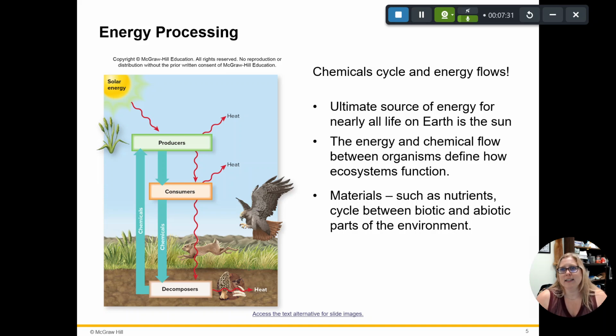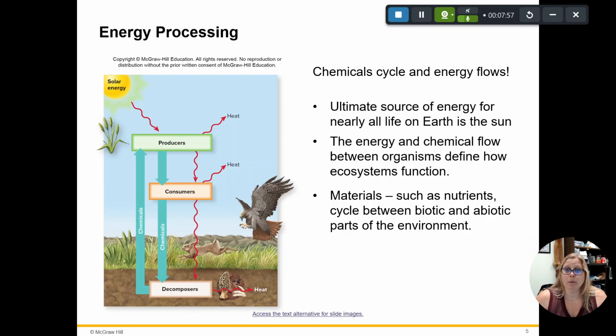Energy processing is this idea that energy is brought into our system through solar energy, which is trapped by plants and utilized to build sugars that are able to be used by other organisms on this planet. However, the chemicals that make up these cells, carbon and hydrogen and oxygen and nitrogen and so on, are going to be cyclical in our ecosystem.